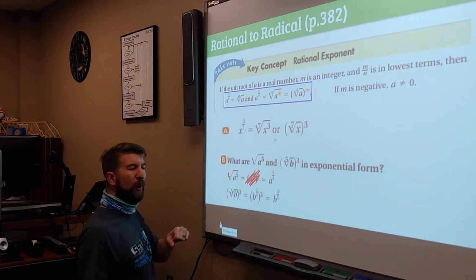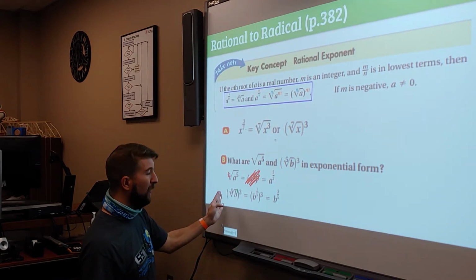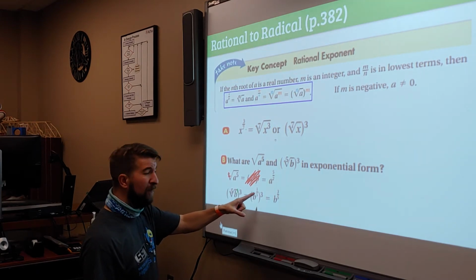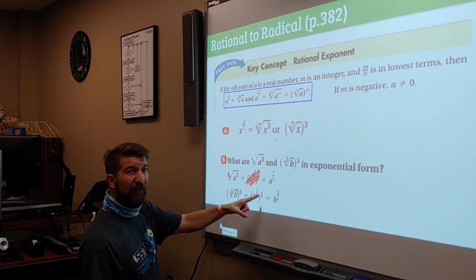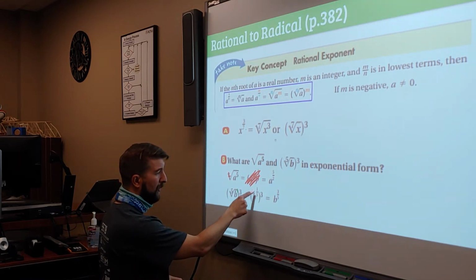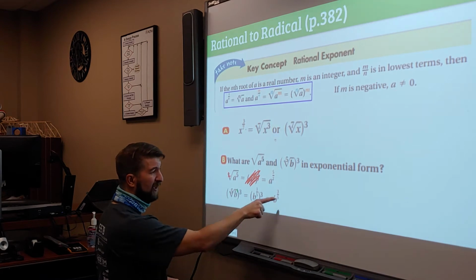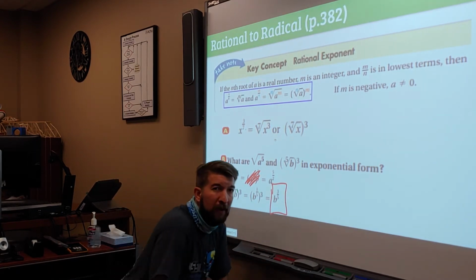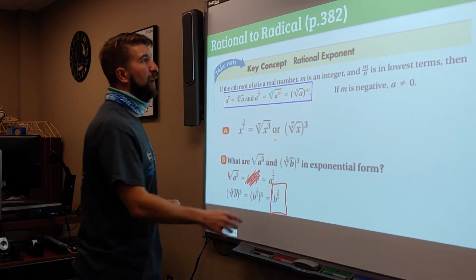There's like an invisible 1 right there. So when I take it out of the radical box, it's going to be B to the 1/5, and then to the 3rd. And so I would just multiply the 3 times the 1/5, which gives me 3/5. So my answer would be B with the 3/5 as the exponent.